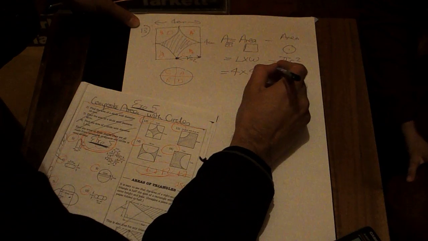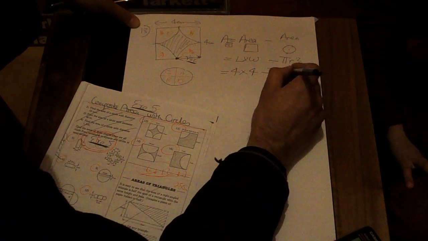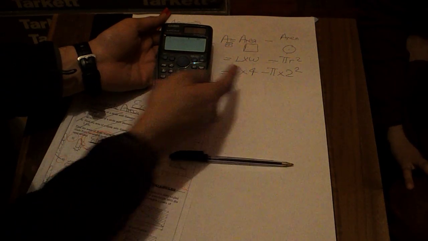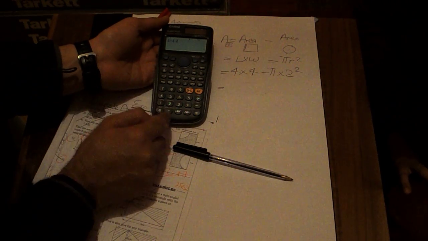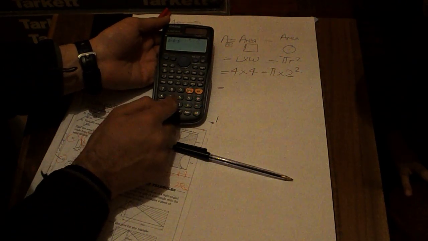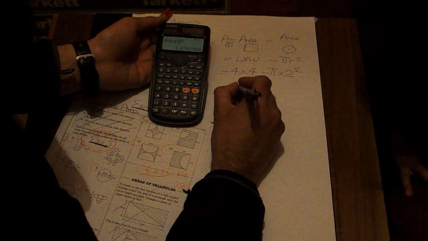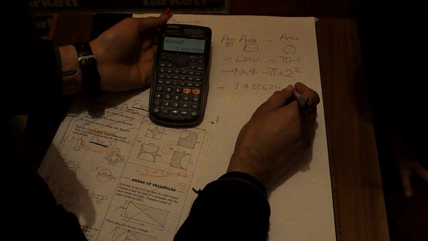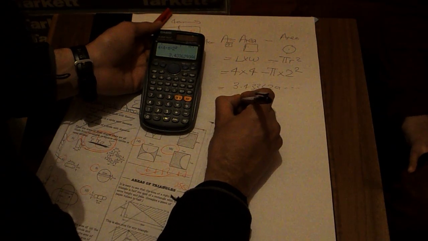At the moment we'll use the pi button on the calculator, and the radius we've worked out was 2, so times by 2 squared. So what we need to do now is get the calculator, switch it on, and put this calculation in as we see it there. So 4 times by 4, take away, shift pi from that button there, times by 2 squared, and then press equals, and that gives us a value of 3.433629, and so on.